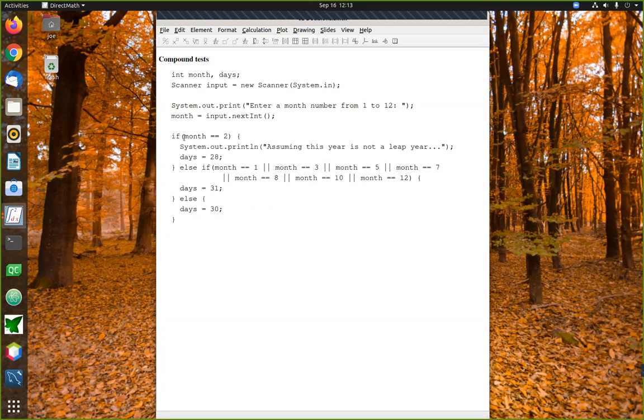First of all, we check for a special case. February is a special case. So the first question we ask is, is the month equal to 2? If the month is 2, we know it's February, and as long as we can assume that it's not a leap year, the number of days in that month would be 28, and that's that one special case.